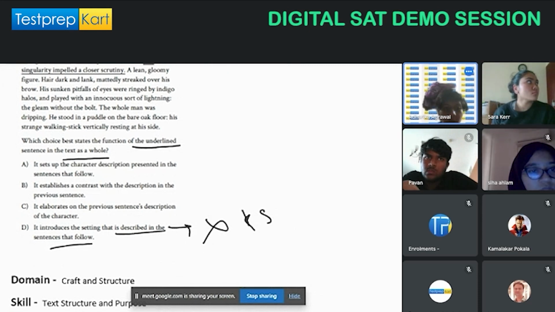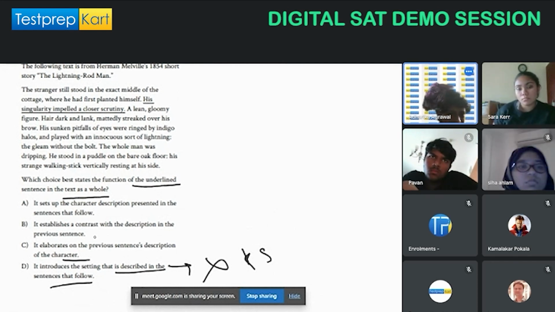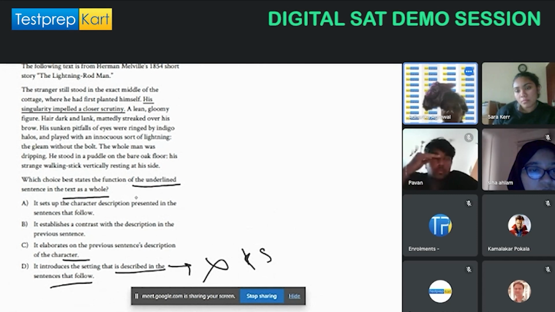What about C? It elaborates on the previous sentence's description of the character. Is it elaborating the previous sentence? The stranger stood in the middle of the cottage where he planted himself. Is it elaborating? Yeah, you could say that. I think it's continuing from the previous sentence. Continuing, you are saying, right? Elaborating means, when I'm talking about a tree, I will give more explanation about the tree. So it's like adding on more.